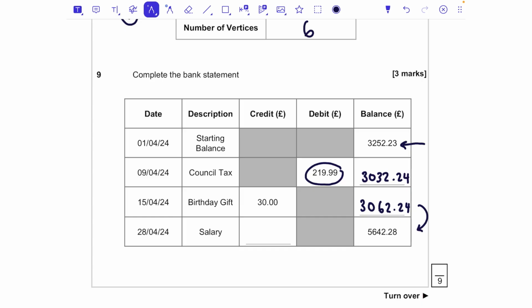I've got my salary coming in. It's in the credit column, so it's coming in. So to work out how much my salary is, it's going to be the difference between those numbers. So £5,642.28 minus £3,062.24. And the difference between those is £2,580.04. Very nice salary. We'll take it.